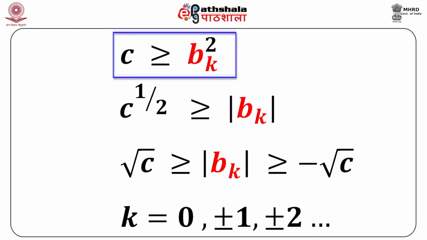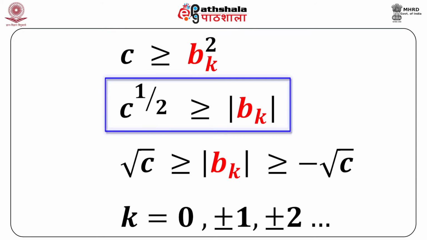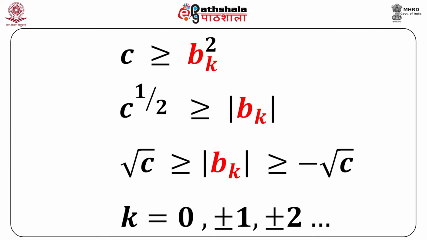Now the term on the left hand side, that is Lx square plus Ly square, is a non-negative term, which means that bk is limited by the condition that c is greater than or equal to bk square, or one can write that square root of c is greater than or equal to modulus bk, which means that the lower and upper limits of bk, that is the eigenvalues of angular momentum component Lz, satisfy root c greater than or equal to modulus bk, which is greater than or equal to minus root c, where k can take the value 0, plus or minus 1, plus or minus 2, and so on.